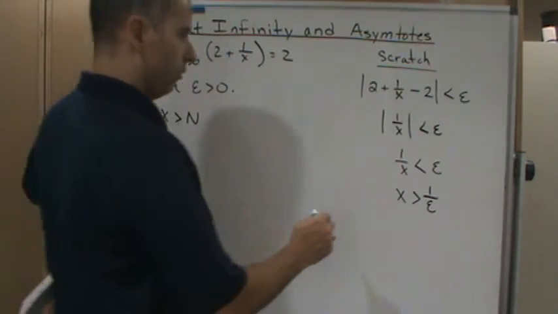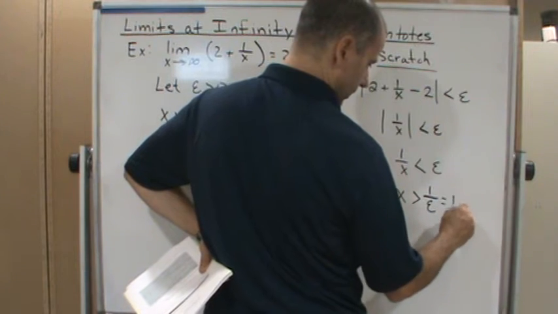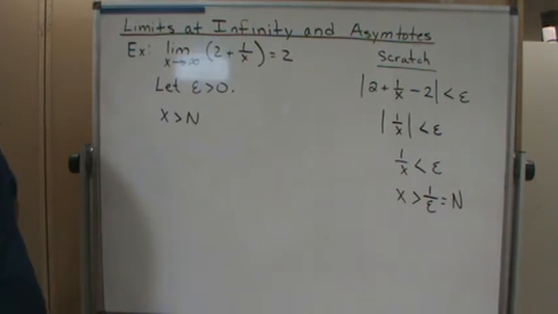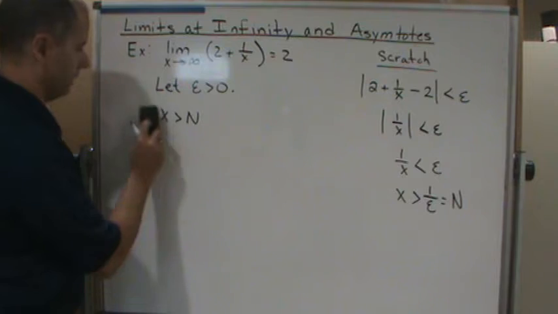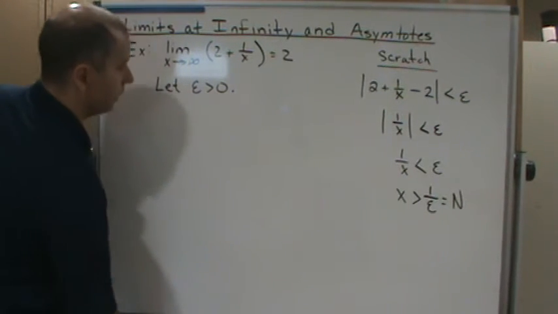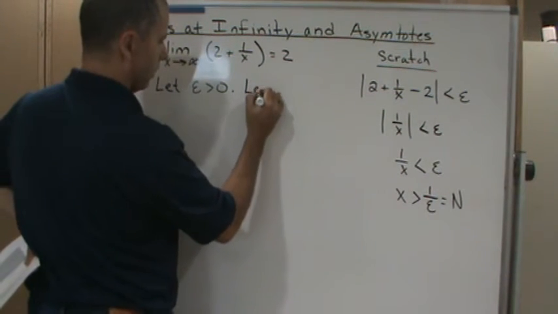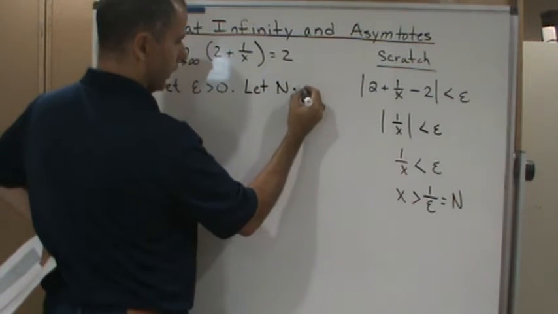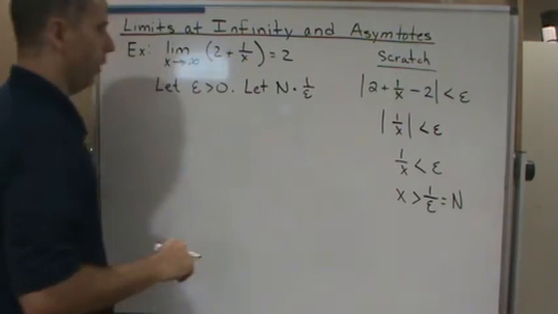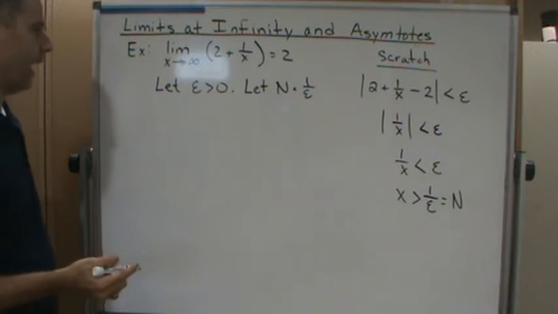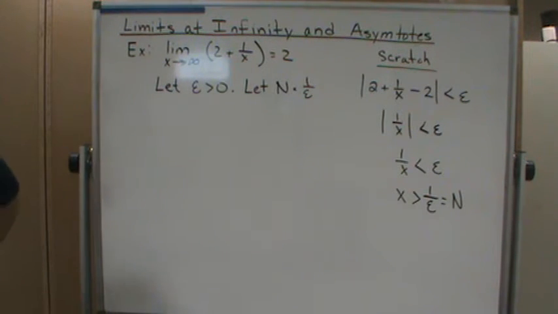Okay, so let's make 1 over epsilon equal to n then. Okay, makes sense? So let n equal 1 over epsilon. There we go. Now, what do we need to do? Well, we need to see what happens here, right?